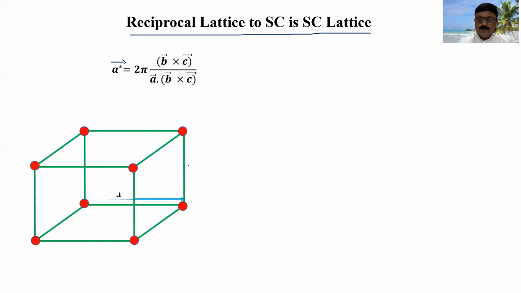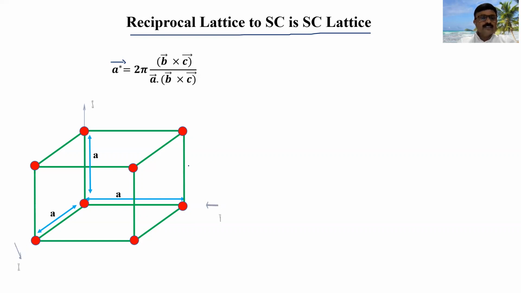We know that in case of simple cubic crystal, the length of each side, means the magnitude of each primitive translational vector, is the same, and it is A. Means the length, breadth, and height of the unit cell are the same, and we call it A.